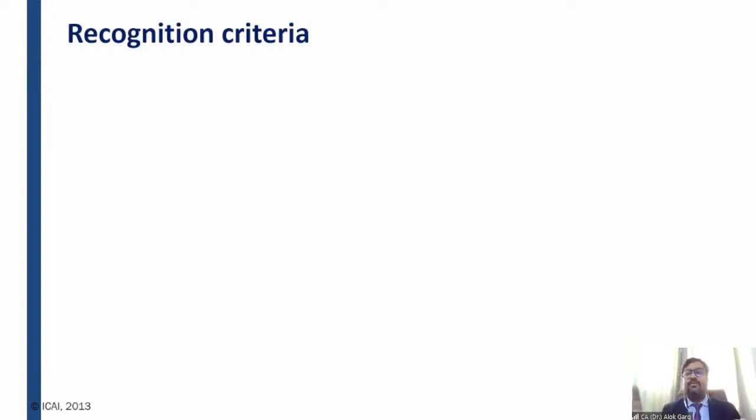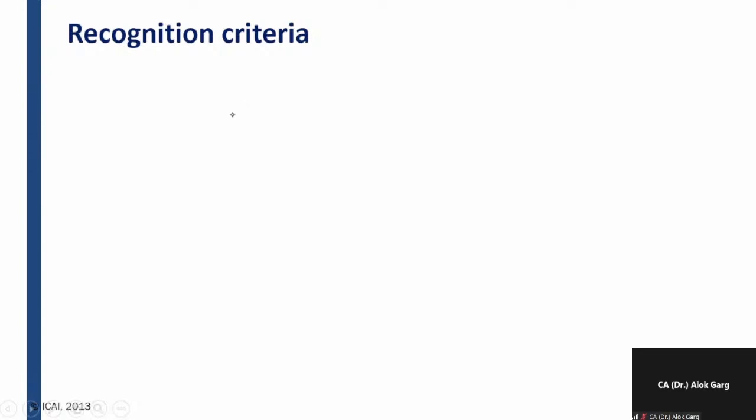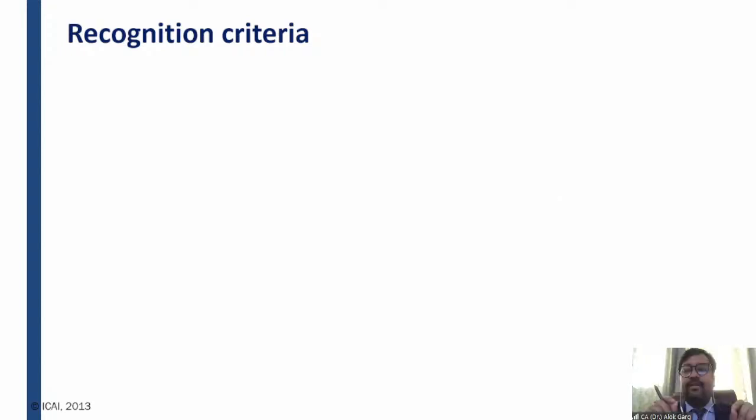So we have understood three legs: tangible items should be there, held for use in production or supply of goods and services should be there, and expected to be used for more than 1 year should be there. If it is expected to be used for more than 1 year, then it comes under the definition of PPE. Sir, if a machine has a life of 4 months, is it a PPE? The answer is it is not meeting the definition of PPE, right?